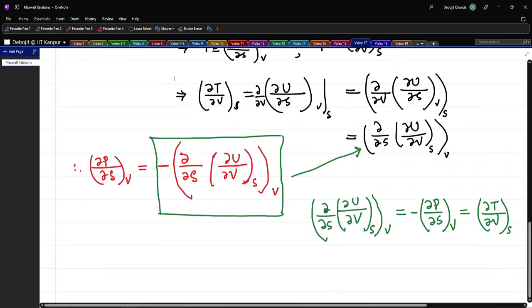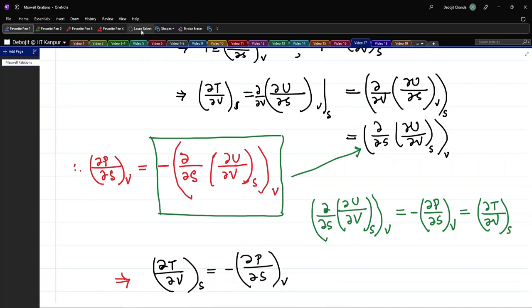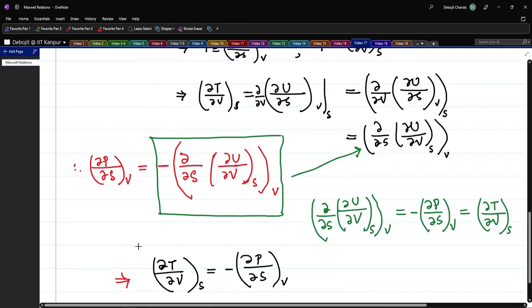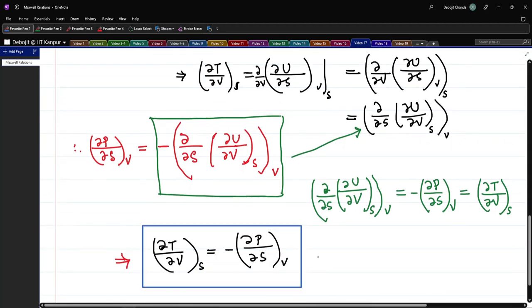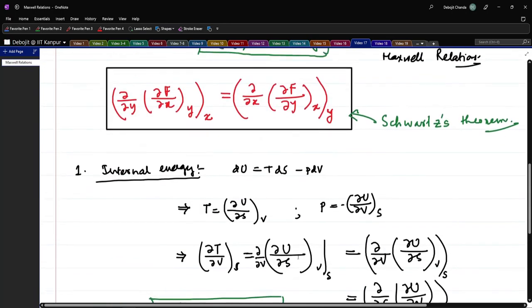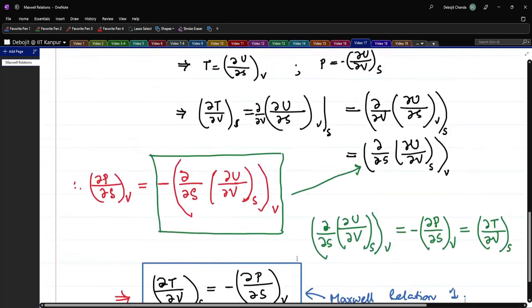So we have obtained the first Maxwell relation, which is given by del T del V at S equal to minus del P del S at V. Okay, so this is the first Maxwell relation, and let me put a box around this. Maxwell relation 1. Now we'll similarly derive the other three.